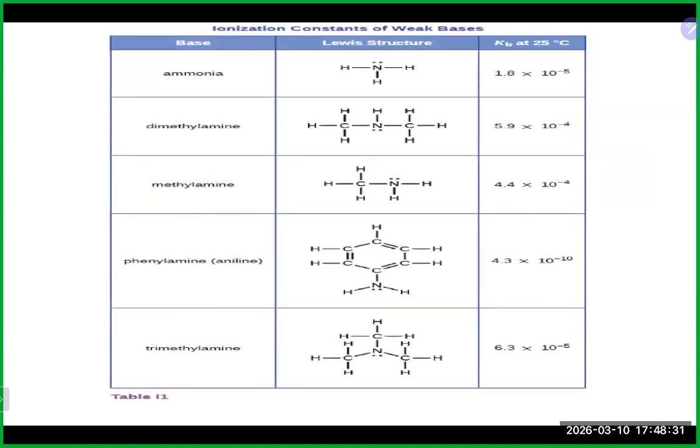All right. So here's a table, and you have a similar one in your book. Again, there are some Kb type ones.